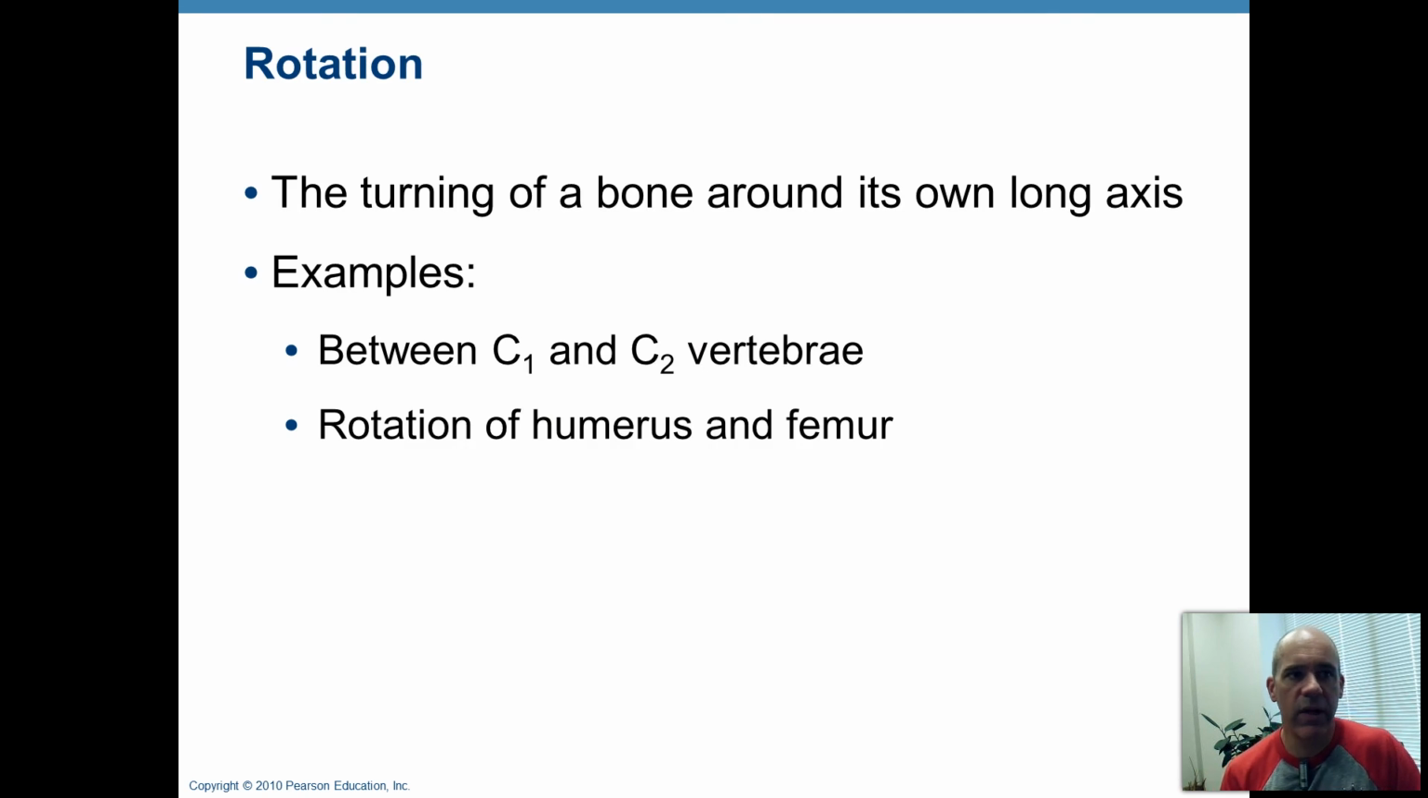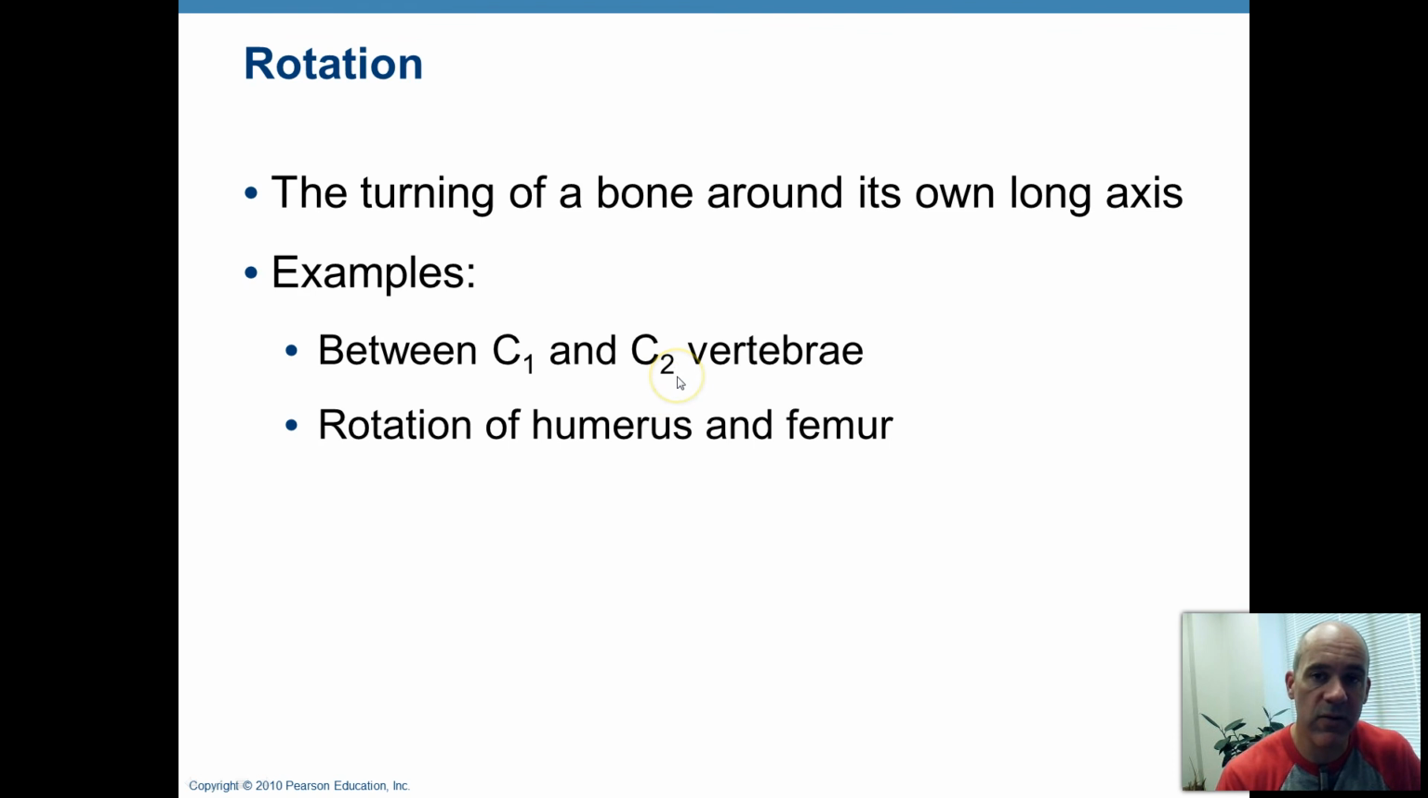All right, rotation. You do have some joints where you can do rotation. So if you think about a bone having its own long axis, an imaginary axis down the center, if you can rotate the bone back and forth like that, that's rotation. And so where do we have that occurring?